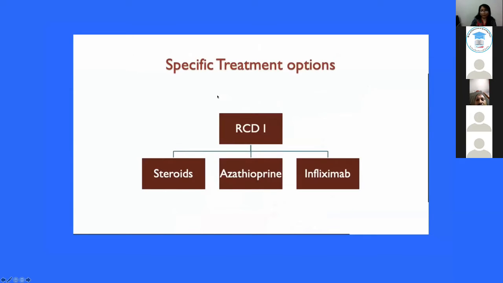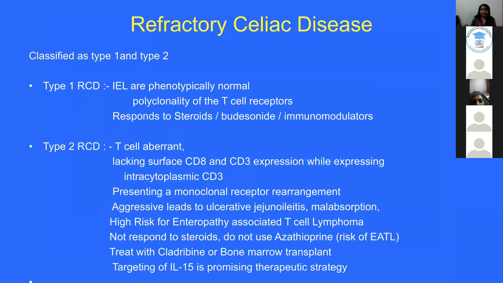The specific treatment for type 1 refractory celiac is steroid, azathioprine, or infliximab. A word about refractory celiac disease type 1: it is basically one in which intraepithelial lymphocytes are predominantly normal. Polyclonality of T cell receptors is there. They respond to steroid, budesonide, or immunomodulator.